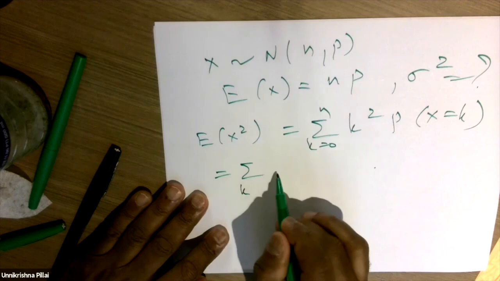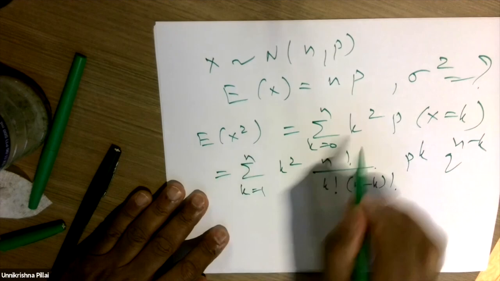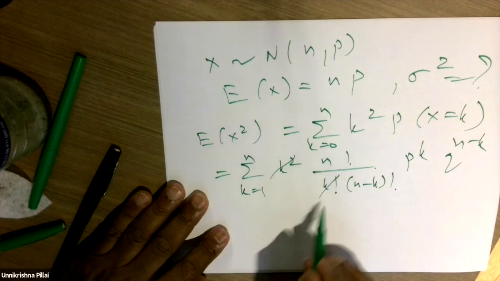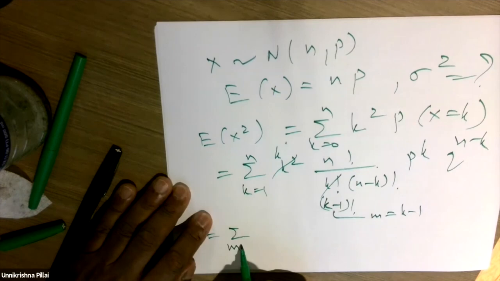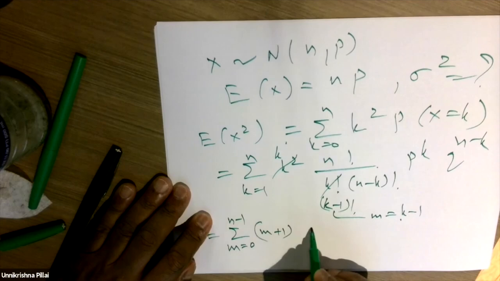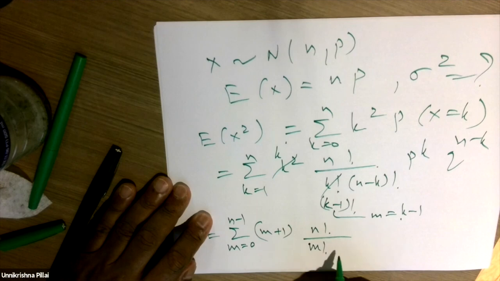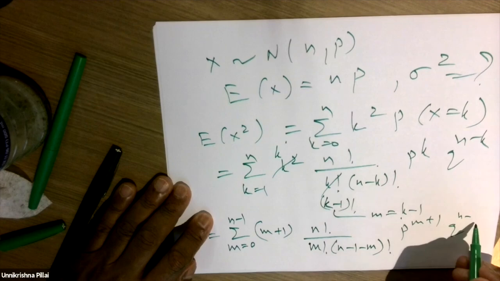So this is k squared, n factorial over k factorial, n minus k factorial, p to the k, q to the power n minus k. K goes from 1 through n, because when k equals 0, there is no contribution. So one k cancels, and you get k minus 1 factorial. Here you get k. And I'm going to replace k minus 1 by m. When k is 1, m is 0. When k is n, m is n minus 1. K is m plus 1, so you have m plus 1, n factorial, m factorial, n minus 1 minus m factorial, p to the power m plus 1, q to the power n minus 1 minus m.